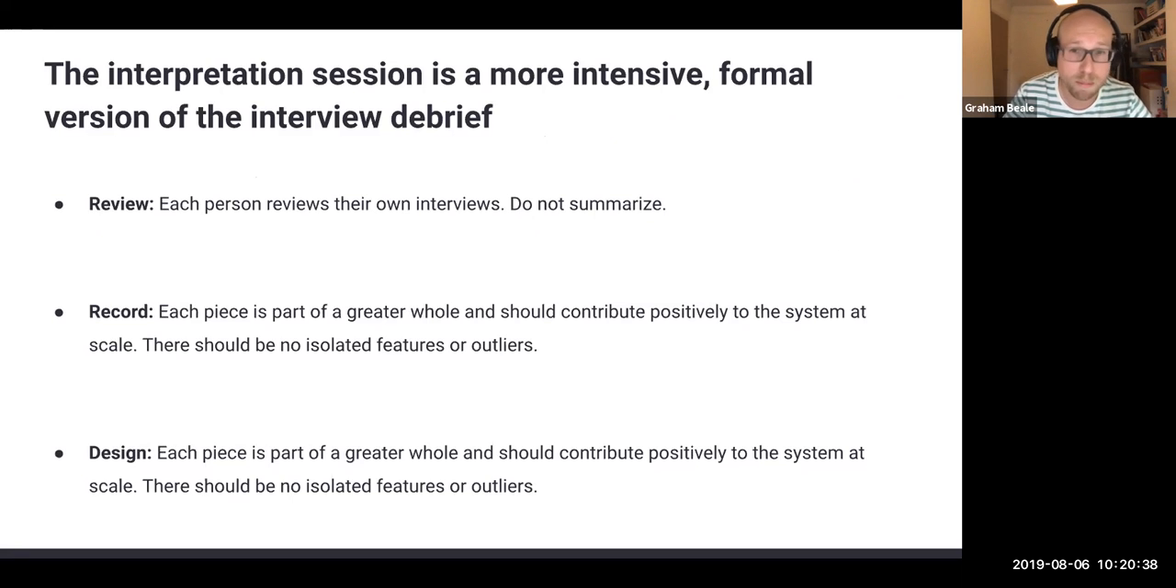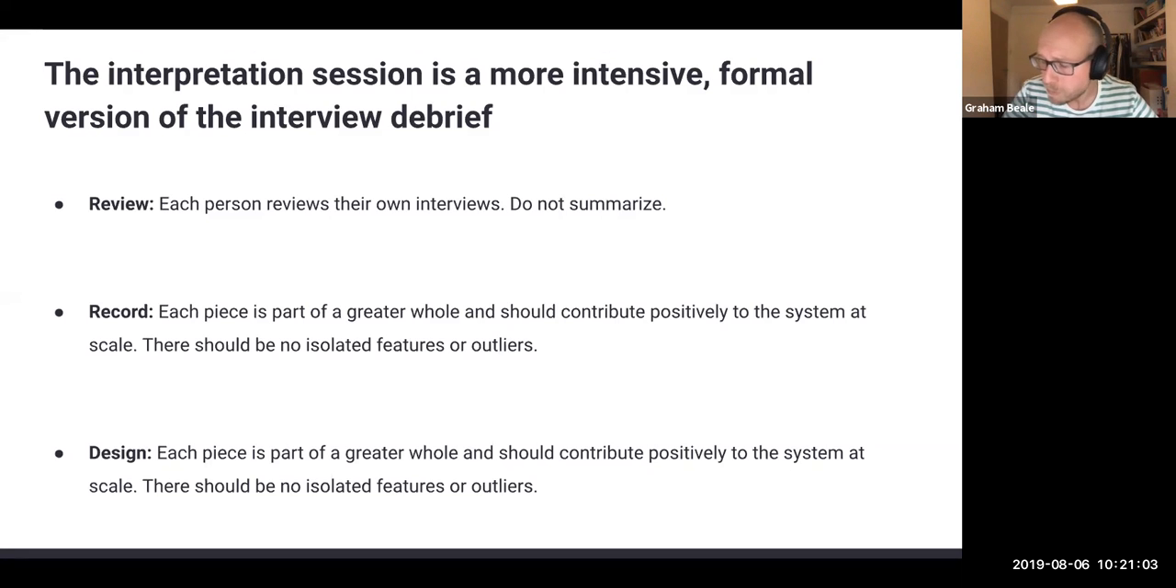And you're going to try and bring out some of that information. Design each piece as a greater whole that should contribute positively to the system at scale. There should be no isolated features or outliers.